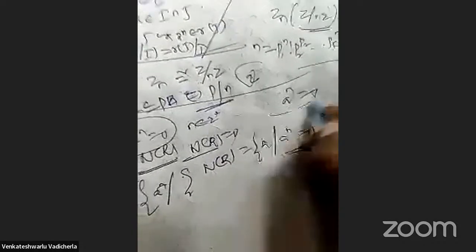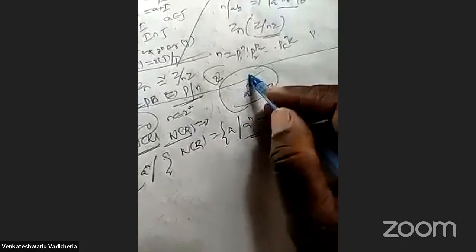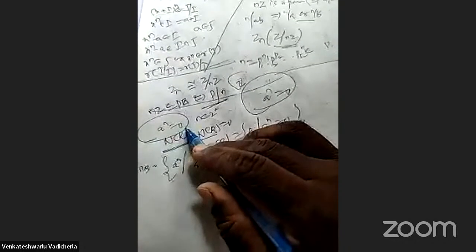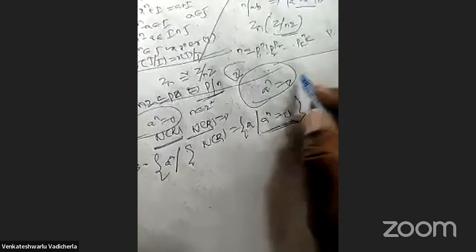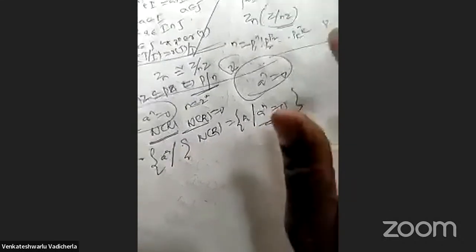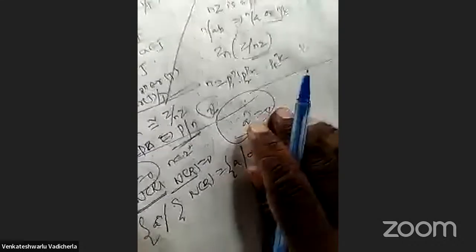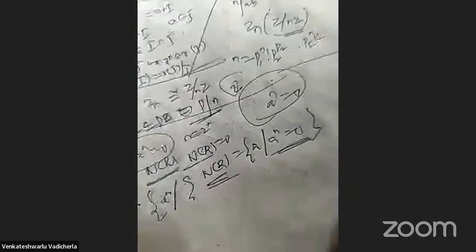A nilpotent element means: in a ring R, a is an element of R such that a power of n equals 0, where n is a positive integer. That is a nilpotent element. The set of all nilpotent elements of R is called the nil radical of R, denoted by N of R.